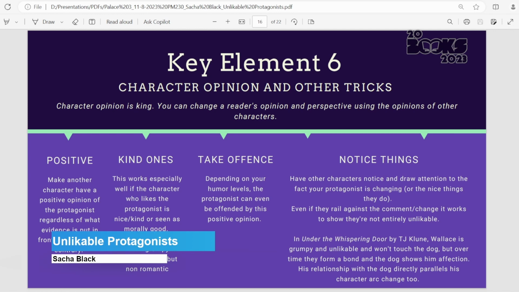And then last but by no means least, you can have other characters notice and draw attention to the fact that your character is changing. So in this book, oh yeah, look, it was Under the Whispering Door by TJ Klune. It's like I know what I'm talking about. I'm just tired, okay? I forgot the name of the book.